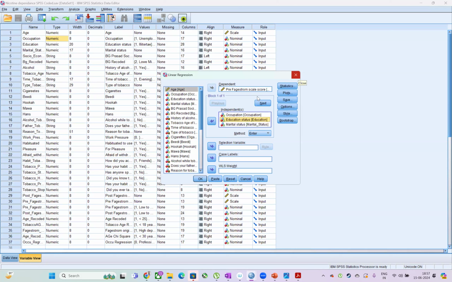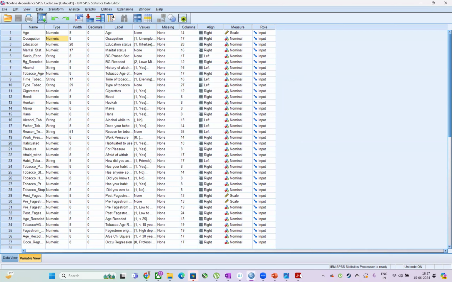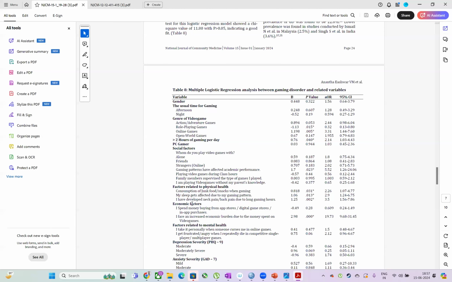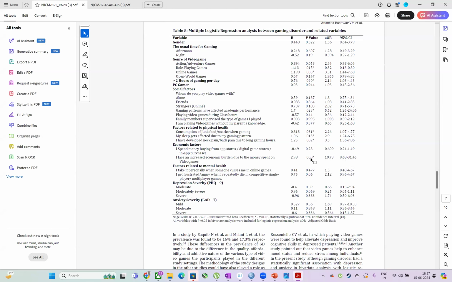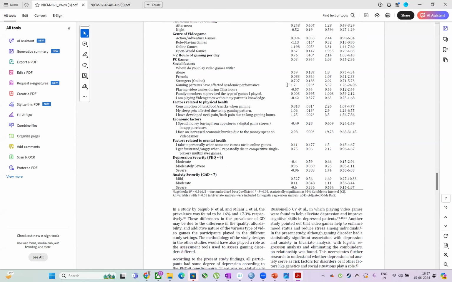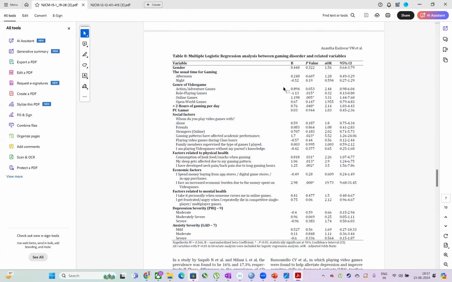Likely, what they expect from the analysis is this R square value, and how good all these variables together are in predicting the outcome variable. That is what they expect. They don't expect you to write the interpretation of beta coefficient. They don't expect you to write the interpretation of adjusted odds ratio and all that.